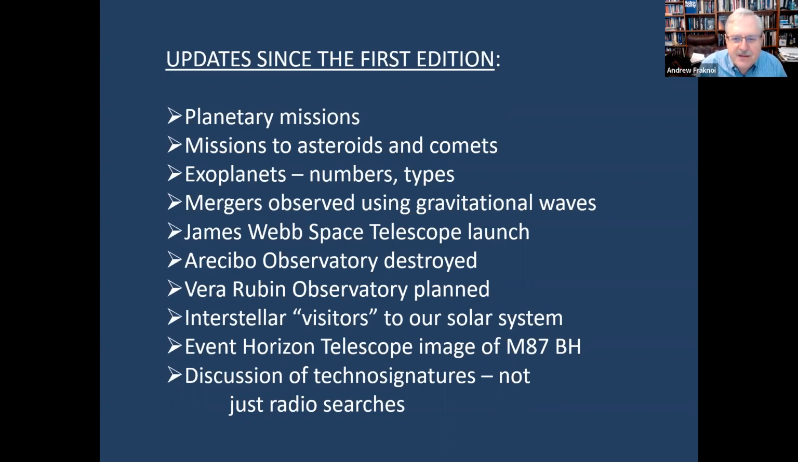Both of the interstellar visitors to our solar system, Oumuamua and the other one, are mentioned in the book. We don't endorse Avi Loeb's idea that this is an interstellar spaceship, but we do include information about both visitors. The Event Horizon Telescope image of the M87 black hole, the shadow of the event horizon. And then in discussing SETI, in discussing the search for intelligent life, we've broadened the discussion from just radio searches to include a broader sense of technosignatures, any kind of evidence of extraterrestrial technology. So these are a few of the things that are updated since the first edition.